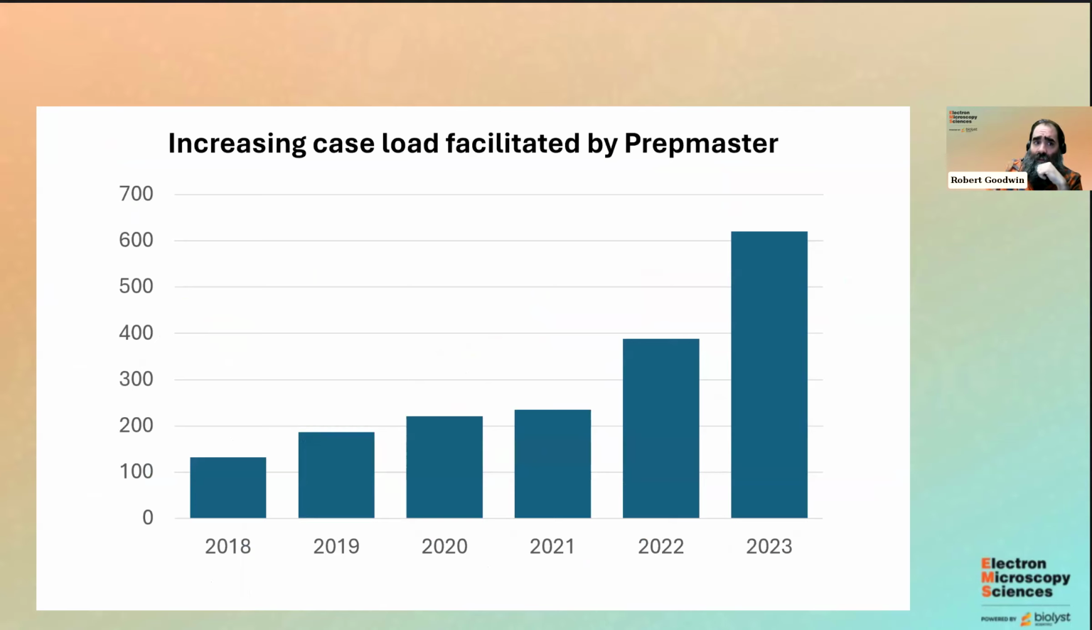So you can see here, this is my workload over the last couple years. This is just the clinical side. We went from doing maybe 130 to 150 samples a year in 2018 to, in 2023, over 620. Last year it was right about 600, and this year is going to probably be well up there as well.